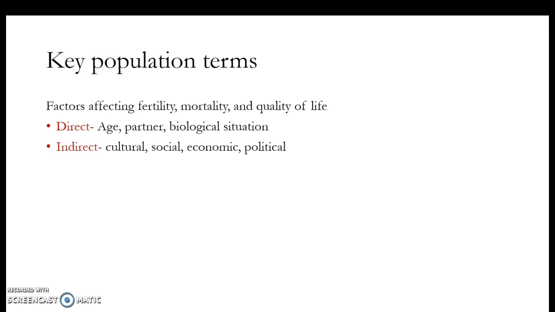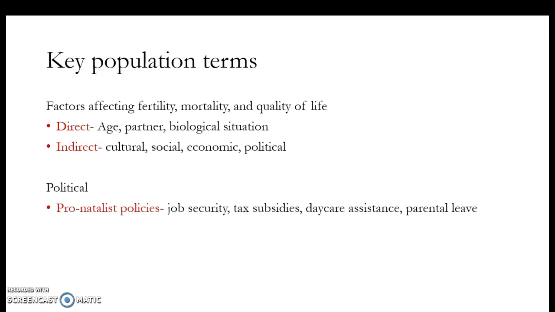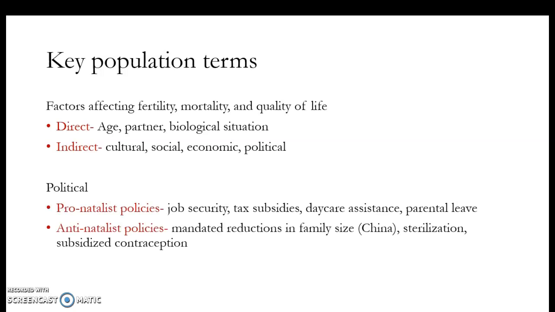Indirect really comes into play. Indirect looks at cultural, social, economic, and political factors. Consider the status of women. If a woman is expected to stay home in a traditional setting, they are more likely to have more kids. As women pursue an education and career, we have some indirect factors in play here. People are less likely to have more kids if the mother is going to work, pursuing a career, pursuing an education. Politically, we have pronatalist and antinatalist policies.